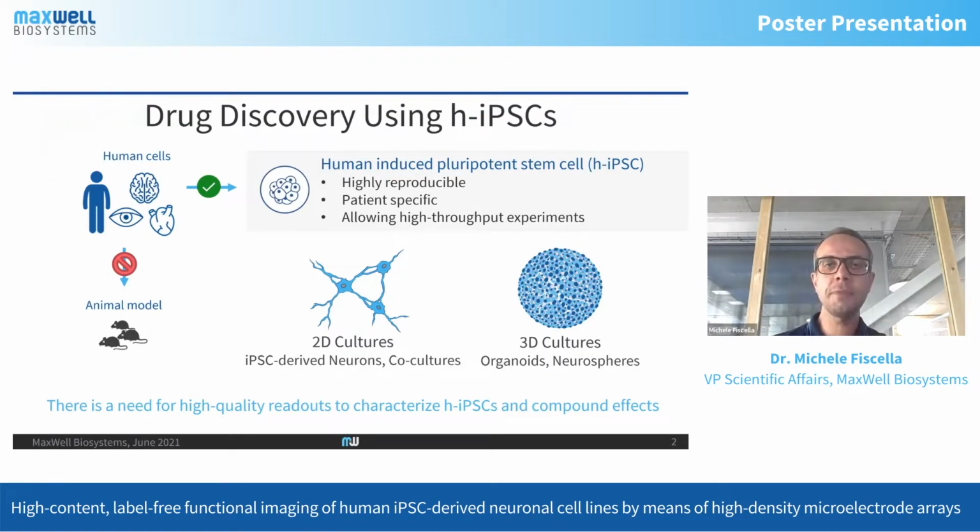So iPSC technology enables researchers to generate, for example, human neurons in vitro. And those cells can be generated with very high reproducibility. Importantly, they can also be generated from patients, therefore enabling the modeling of human diseases in vitro, and they enable high throughput experiments. And 2D and 3D cultures can be recorded. The electrical activity of neurons can be accessed. However, this technology created the need for high quality readouts to characterize the electrical activity of these human samples.